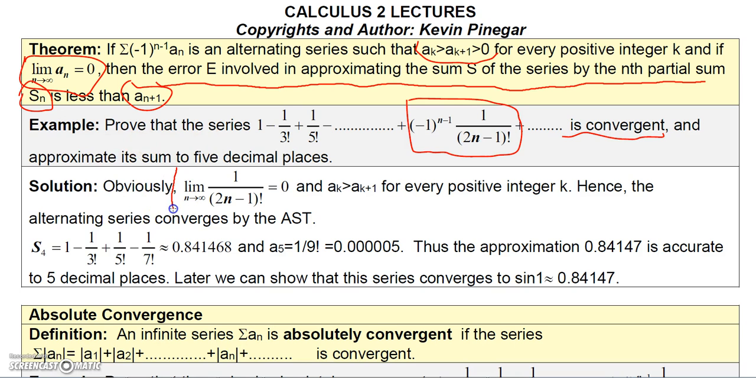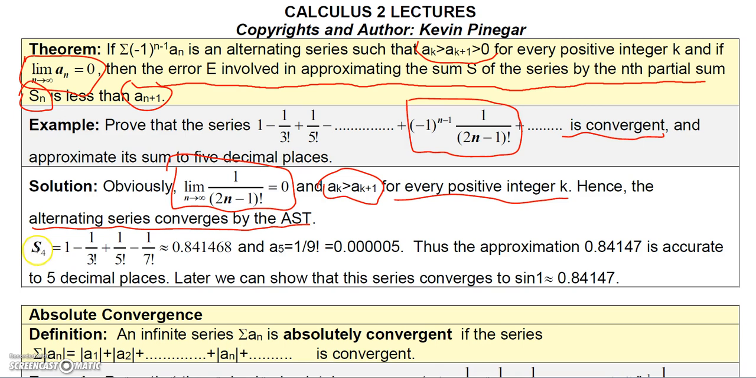Well, it's pretty obvious that this limit would equal 0 because the denominator increases to infinity without bound, so 1 over infinity will go to 0. And you can see up here that 1 over 3 factorial would be less than 1, 1 over 5 factorial would be less than 1 over 3 factorial, and so forth. So the k plus 1th term is going to be less than the kth term for all positive values k. And so therefore, that's all I needed to show that the series converges, because I used the two things I had to show from the alternating series test.